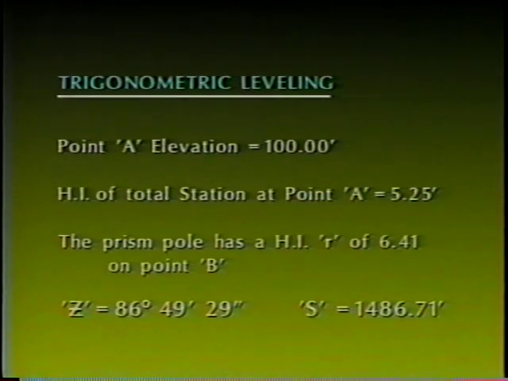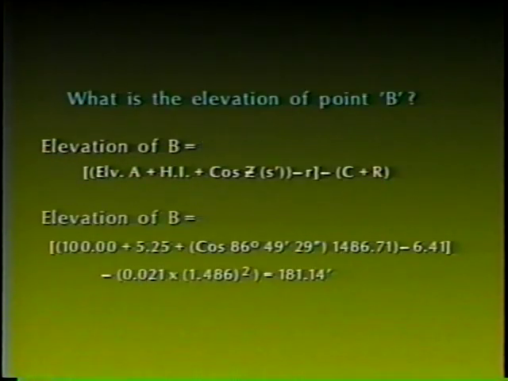As an example, a total station is set up at 5.25 feet over a point with a known elevation of 100 feet. The prism is set at 6.41 feet over a point where the elevation is to be determined. The zenith angle is measured at 86 degrees 49 minutes 29 seconds. The zenith angle is measured from 0 degrees being directly overhead of the instrument. The slope distance is measured at 1,486.71 feet. What is the elevation of point B?